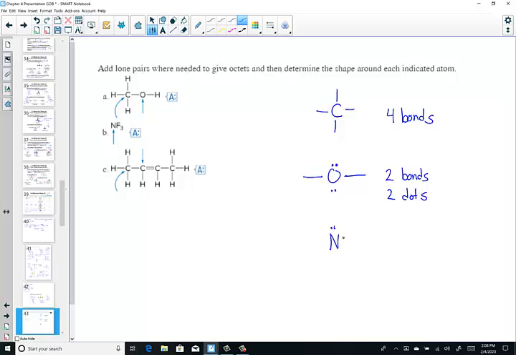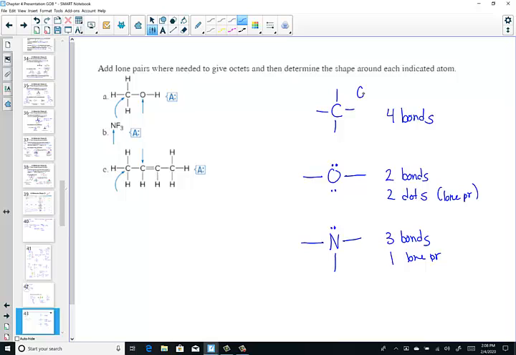Nitrogen lives in group 5A. So when we look at that 5, we can see that it wants 3 bonds and 1 set of dots. You know what I mean by dots, which are lone pairs. I guess "dot" sounds funny. There we go. So that's just a reminder of how we know things attach.